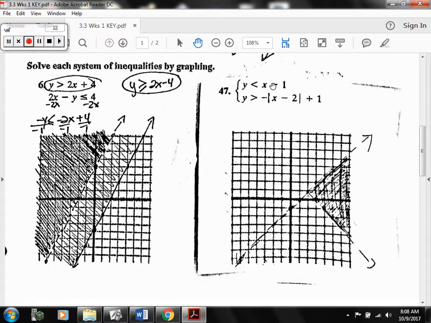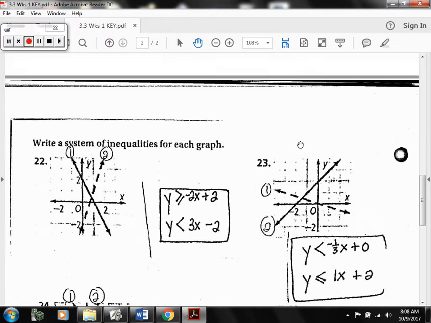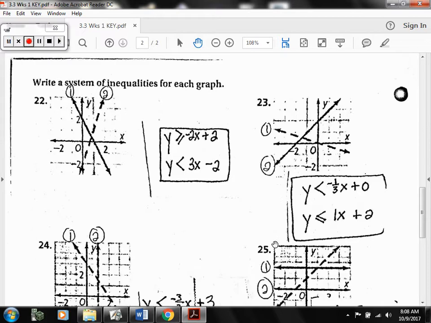And then 7, we had a linear function and an absolute value function. It should be this little triangle shape off to the side. And then on the back, we were writing our inequalities to match. You can see mine didn't scan very well, but y is greater than or equal to negative 2x plus 2, and y is less than 3x minus 2. If you have those in a different order, that's okay, because I don't think they were numbered L1 and L2.